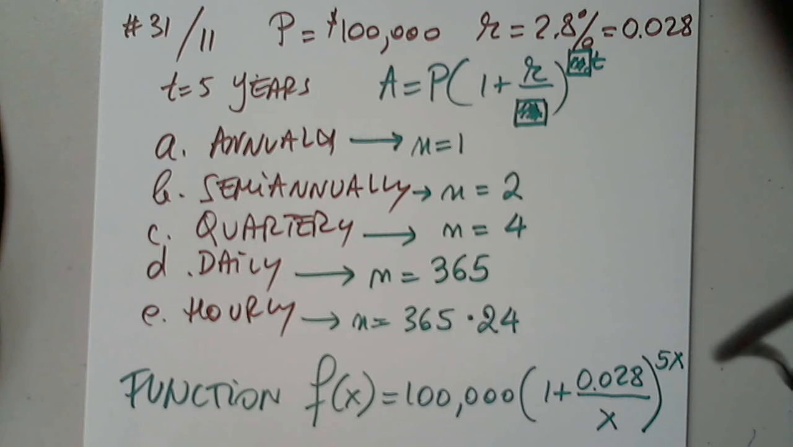So now I will plug in my n, which is represented by x in the calculator. 1. 2. Excellent. 4. Excellent. 365. Great. And the last one is 365 times 24. I don't even care what that number is.